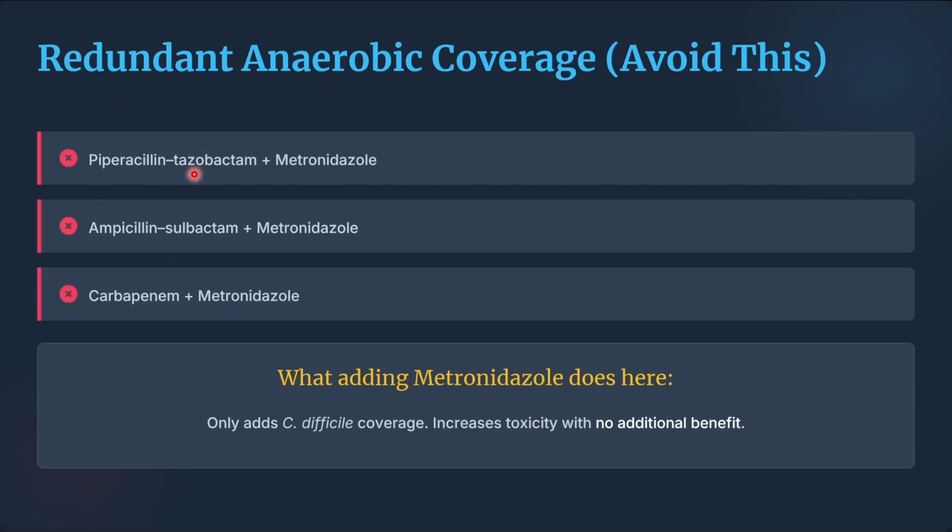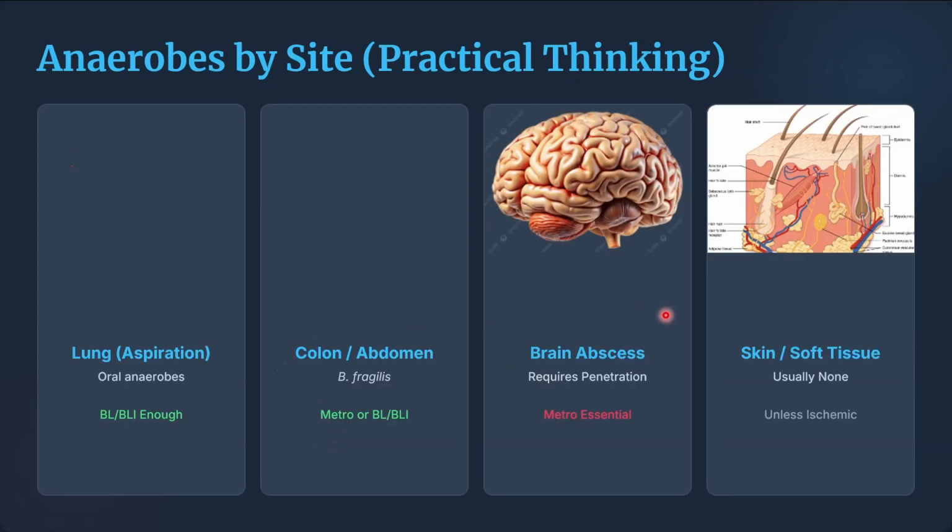These things are to be avoided. Do not add metronidazole to piperacillin-tazobactam because it already covers anaerobes. Do not add metronidazole to ampicillin-sulbactam for the same reason, and do not add metronidazole to a carbapenem. Adding metronidazole only adds to the risk of Clostridium difficile infection and increases toxicity with no additional benefit. By site: for brain abscess, metronidazole is always essential. For colon and abdomen, metronidazole or BL-BLIs. For lung and aspiration, BL-BLIs are more than enough. For skin and soft tissue, it is not needed unless the patient is ischemic.